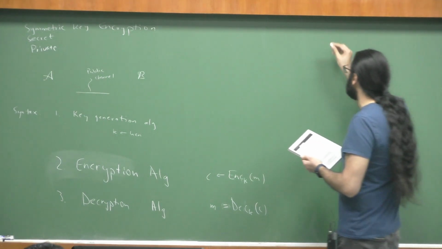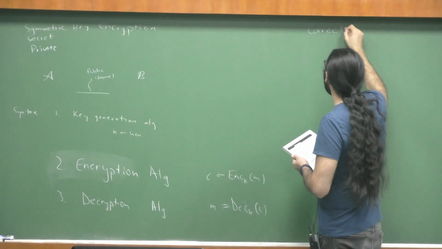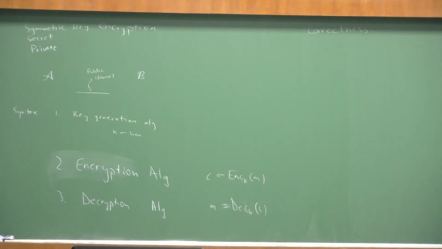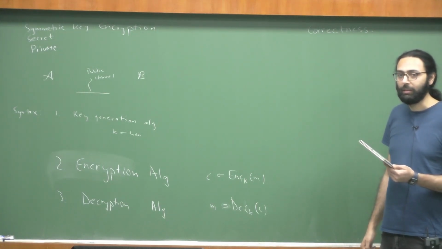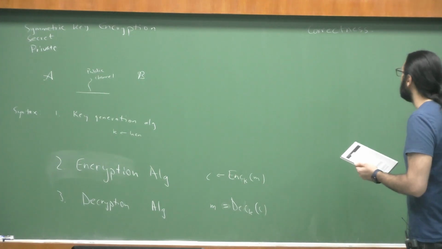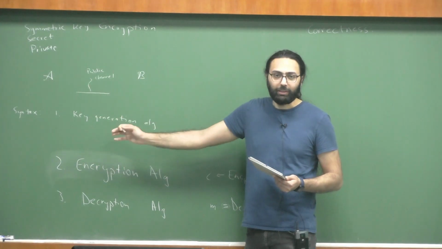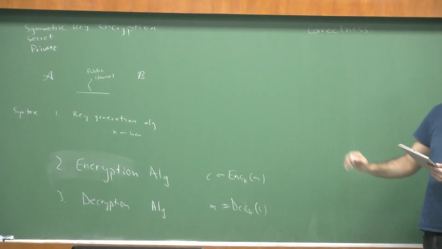And what do we want? Correctness is kind of clear. Even if k is fixed, the C can be different. That's the whole point. It's randomized. Just like here, Gen has no input, but it's still producing a different k every time. So there's some internal randomness in the algorithm, which I'm not writing explicitly.